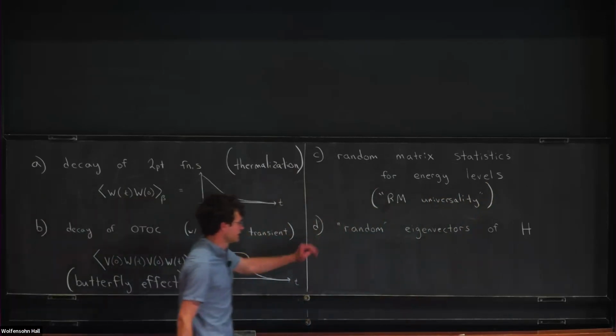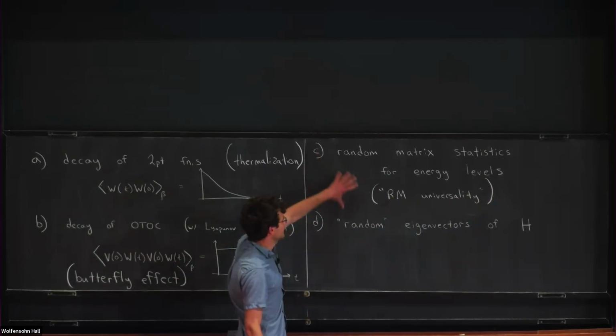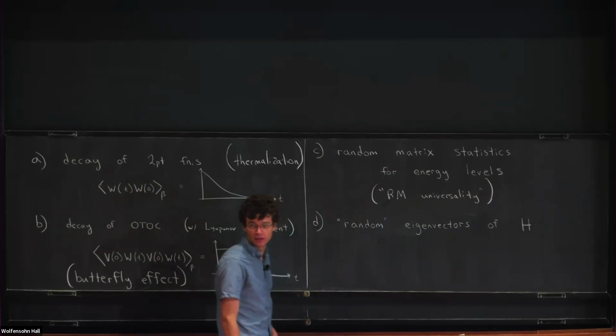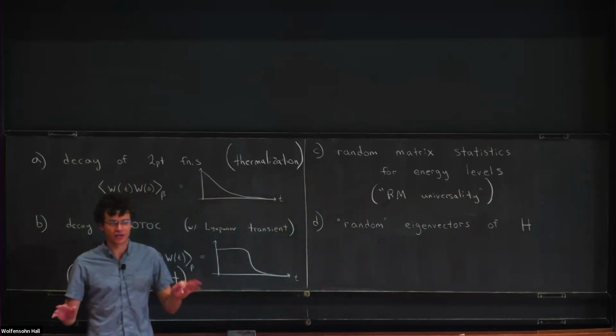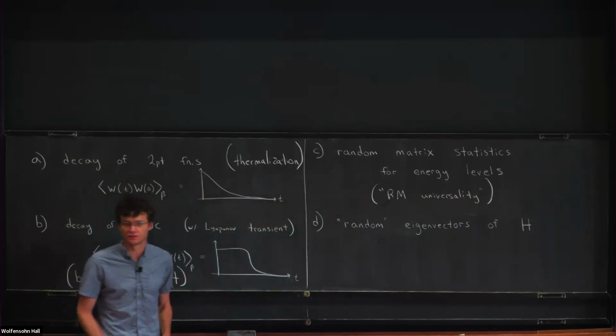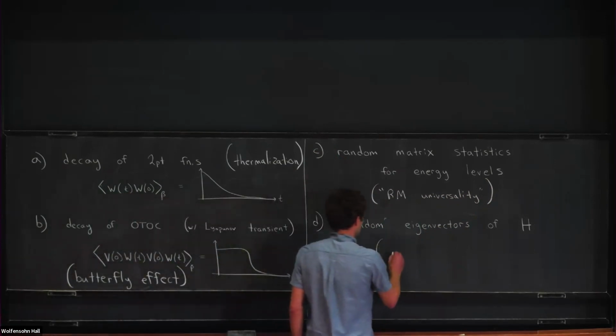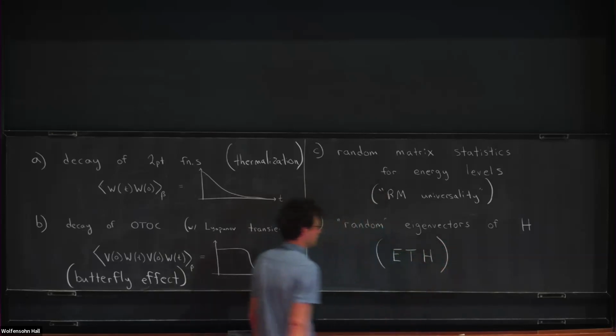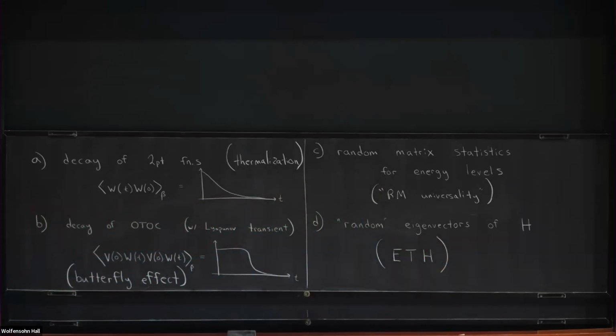The final one that we'll discuss a little bit, so this is about the eigenvalues of the Hamiltonian. There's another statement about the eigenvectors of the Hamiltonian, which is that they look, in some sense, we'll describe a little bit more like random vectors. And this is part of what's called the eigenstate thermalization hypothesis, or ETH.